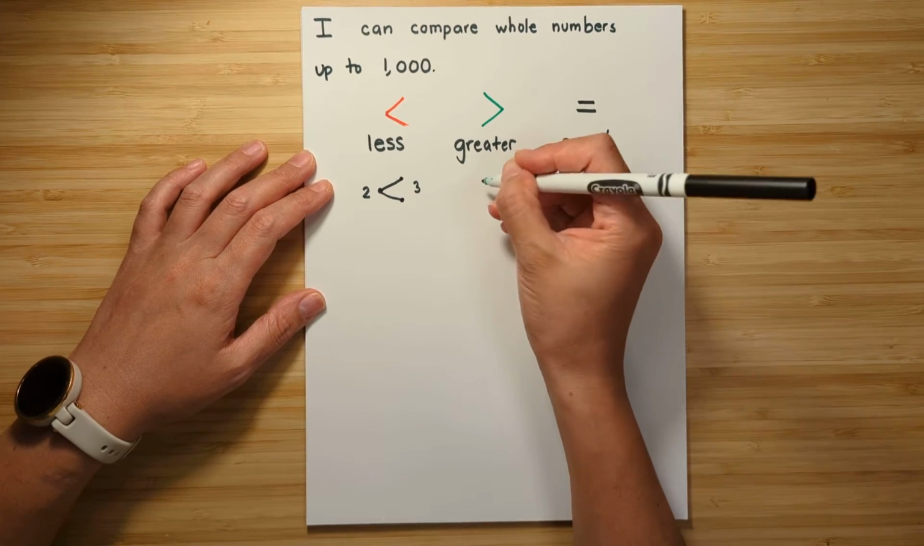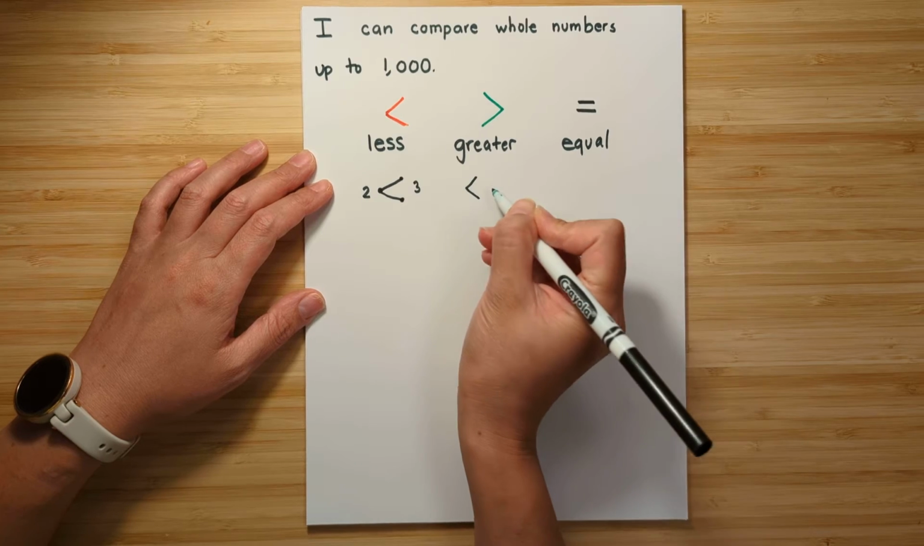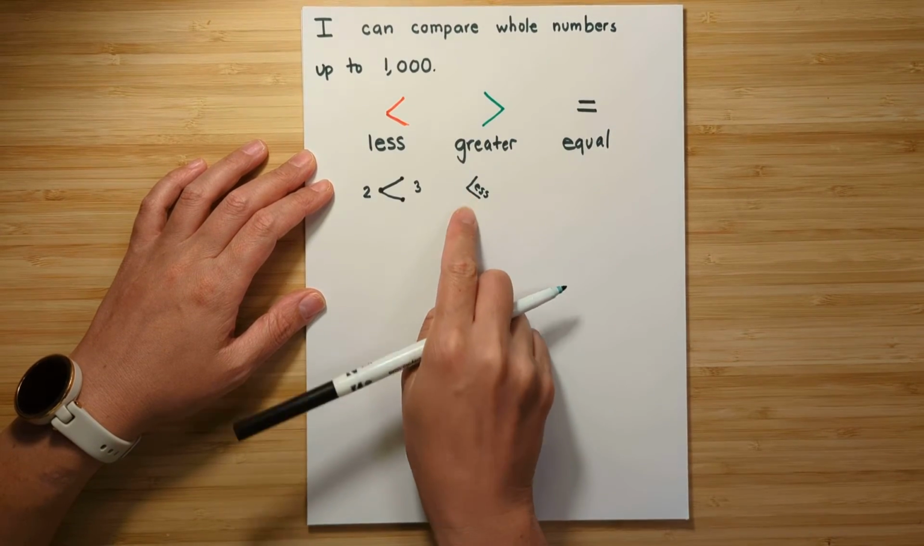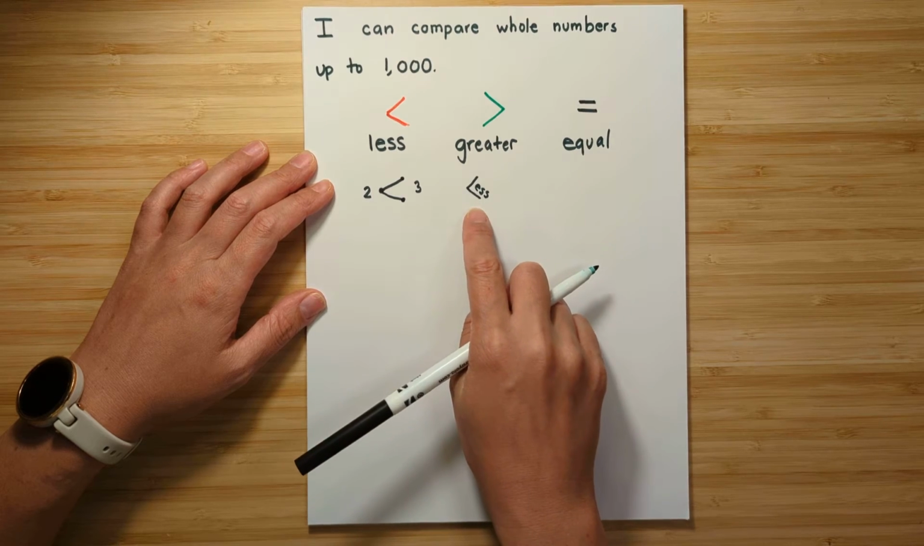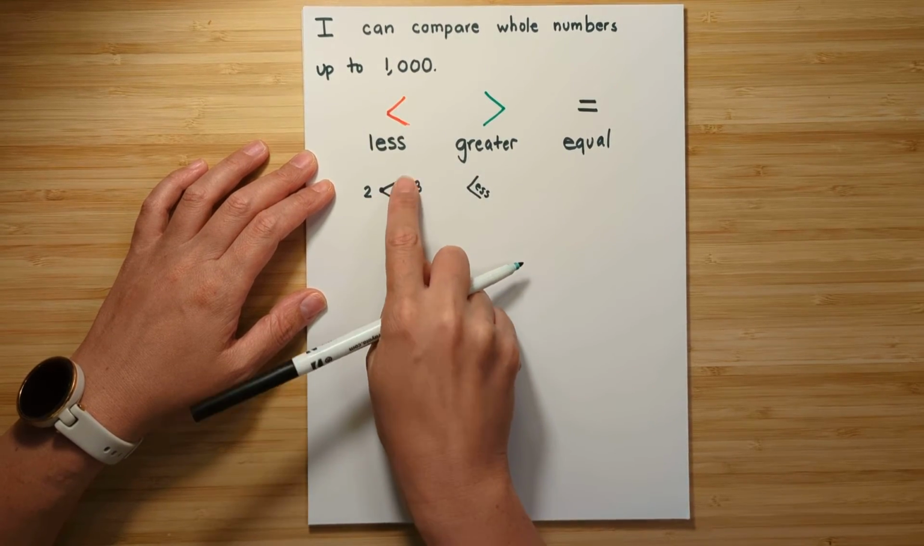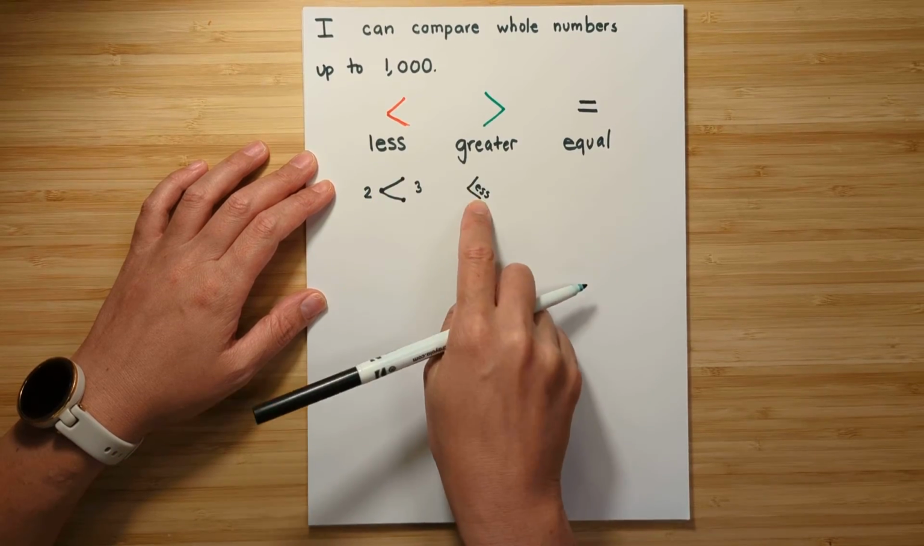Another way to remember this symbol I like to do is kind of spelling out the word less. So it's like a crooked L. So this is less than. This symbol is less than. And I know with 1 dot, 2 dots on the right side, 1 dot is left, and then less than.